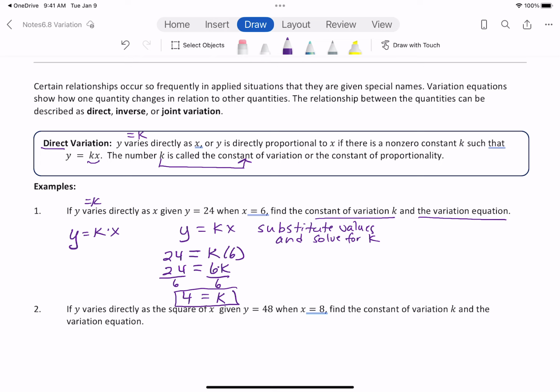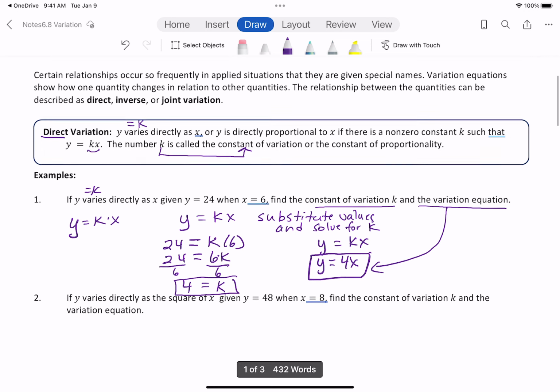Now that we know what k is, we can substitute that back into our original variation equation, which was y equals kx, and that will answer the second part. So all we're going to do is write y equals. We found out that k is 4, so I'm going to substitute 4 for the k. And now this is my variation equation. All right?